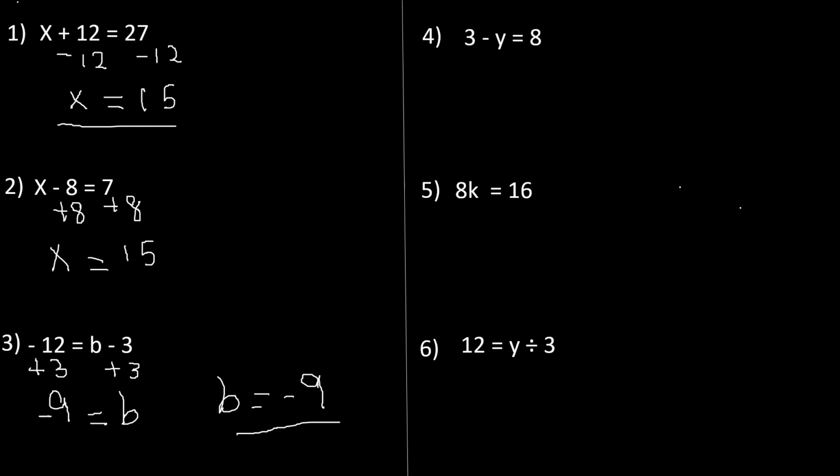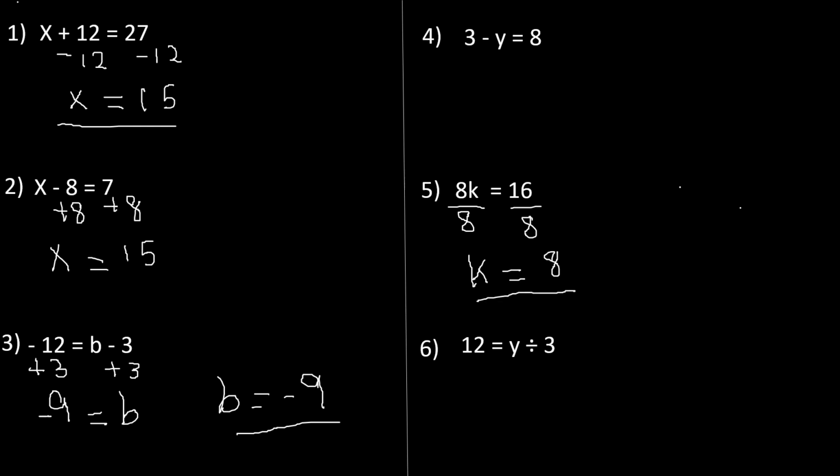Let's go to number 4: 3 minus y equals 8. But before I solve number 4, I'm going to solve 5 and 6 to have the multiplication and division. Then we will return back to number 4. In number 5, we have 5k equals 16. So it's 5 multiplied by k, or 5 times k. So it's going to be divided by 5 here, and divided by 5 here. So the answer here will be k equals 16 divided by 5.